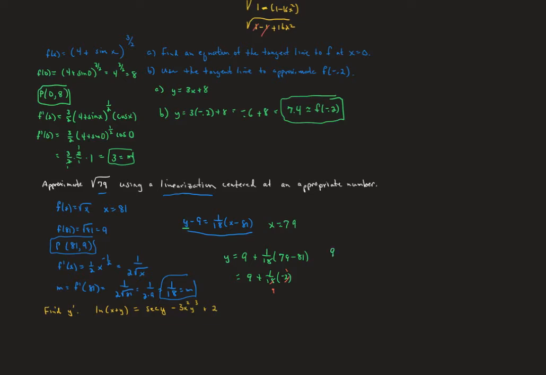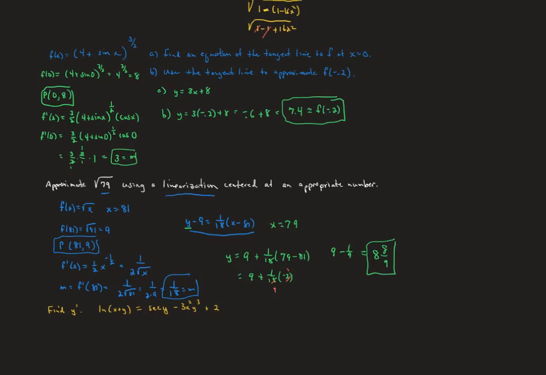So we have 9, and then it's going to be a minus 1/9. So if you can imagine borrowing 1 from that 9, that would be 9/9, minus the 1/9 is going to be 8 and 8/9. And that's our approximation.